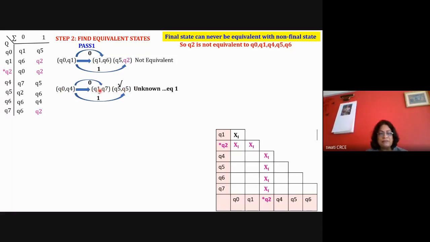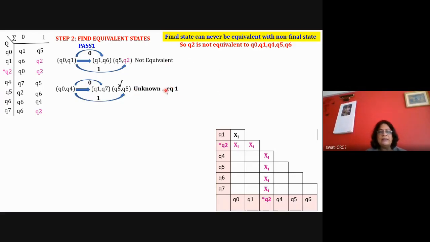So I want to check whether Q1 is equivalent with Q7. So now I'll refer to this particular diagram and check whether Q1 is equivalent with Q7. But it is not done right now. So I don't know, it may be an equivalent pair. I don't know right now. So I'm saying here it is unknown right now. I don't know right now in pass one. So I'll number this as equation 1. I'll make it an equation to consider in pass 2 to check for equivalence.